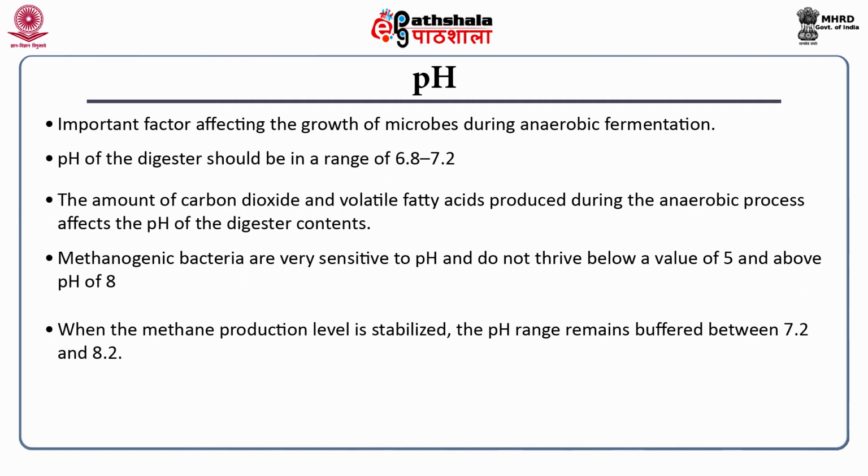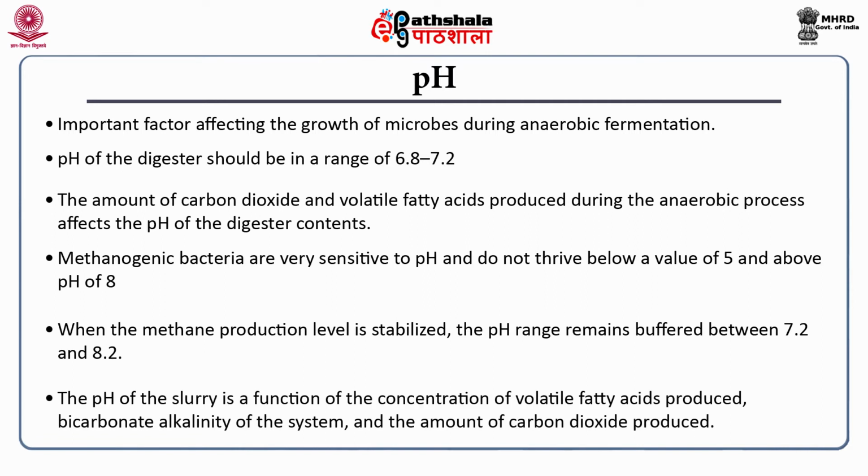When the methane production level is stabilized, the pH range remains buffered between 7.2 and 8.2. And the pH of the slurry is a function of the concentration of VFA which is produced, the bicarbonate alkalinity of the system and the amount of carbon dioxide produced.